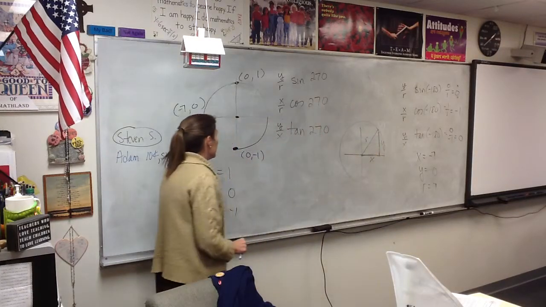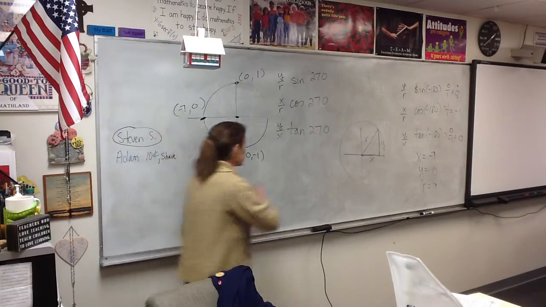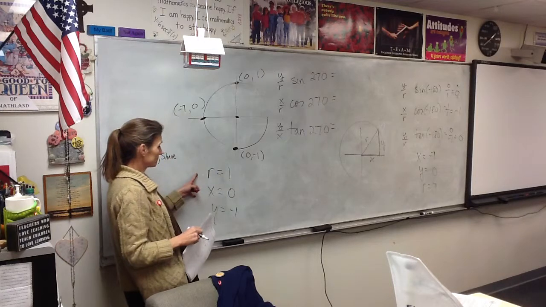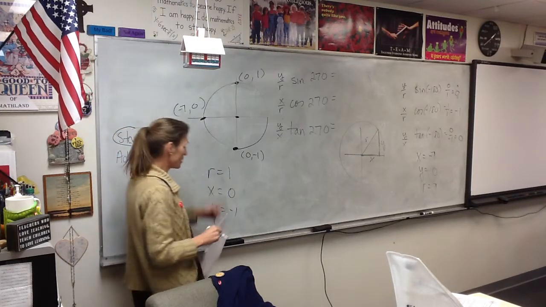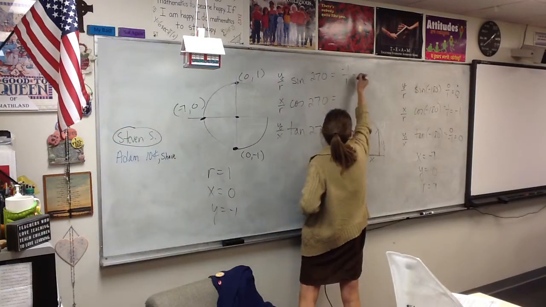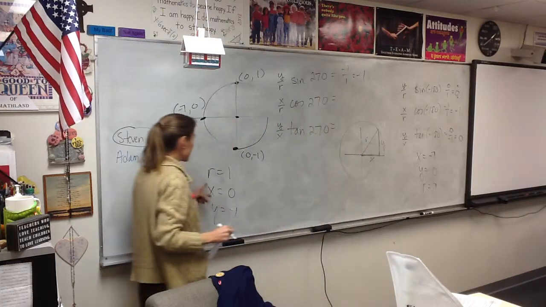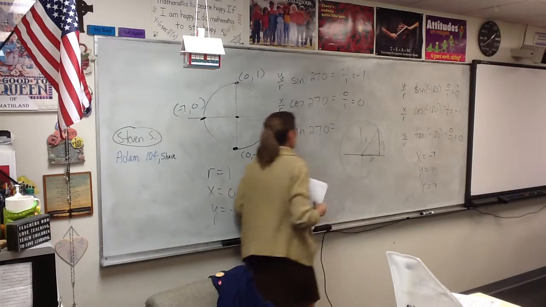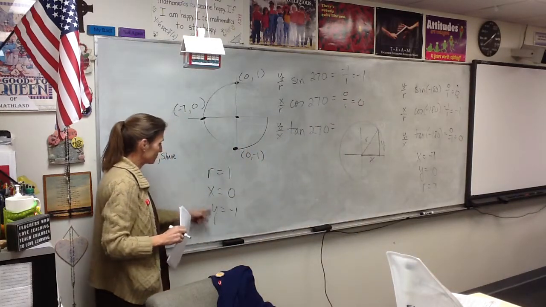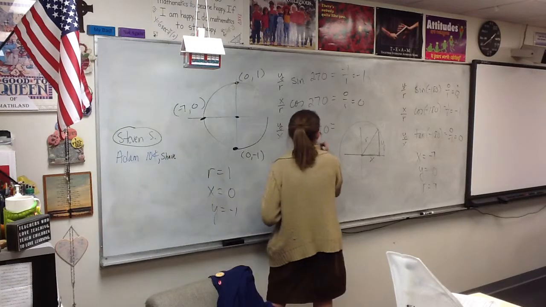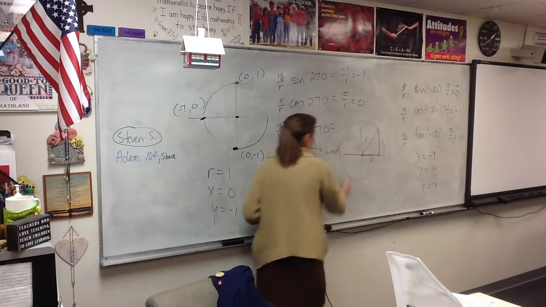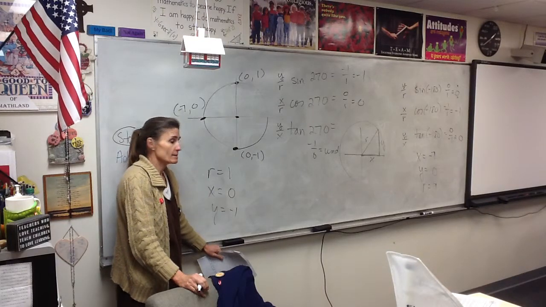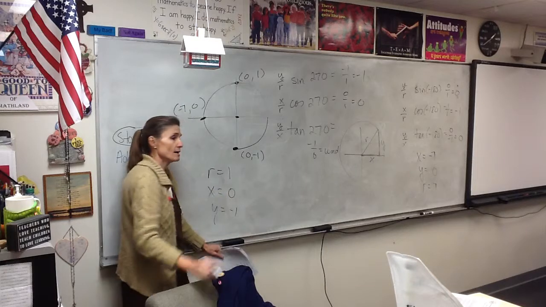Okay, I haven't answered this question yet. What's the sine of 270? Negative 1 over 1. Negative 1. What's the cosine of 270? 0 over 1, 0. Good. What's the tan of 270? Y over x. Undefined.